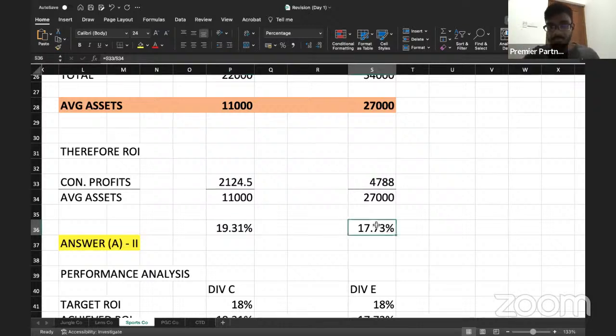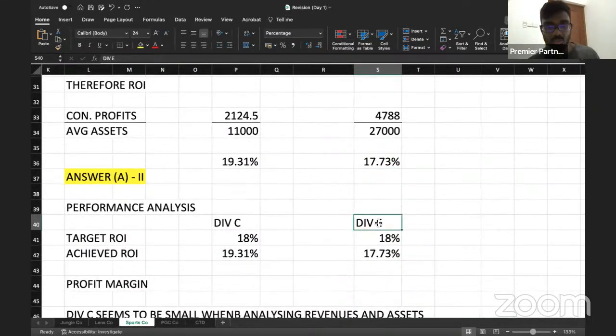Division E, its ROI has gone down, right? So does that mean your division E is bad? No, division E is actually good, right? But the good manager, good division, so the divisional manager is going to get discouraged, no? Division E manager should be rewarded for making investments and all that. But because of ROI, he's going to get discouraged.